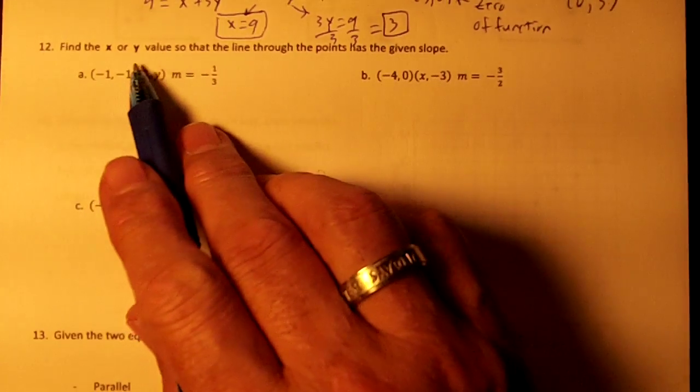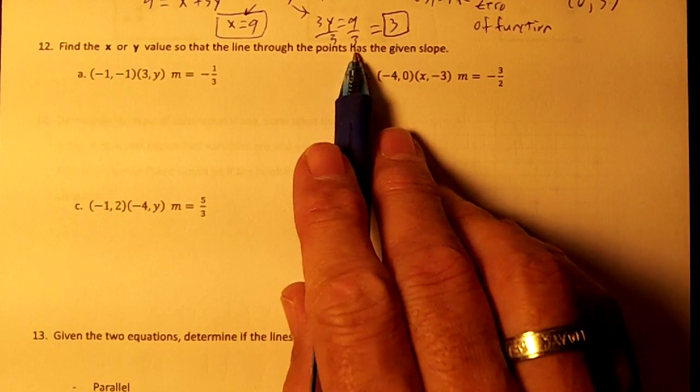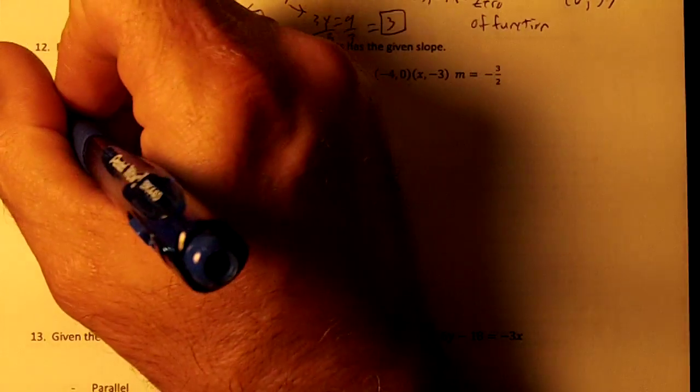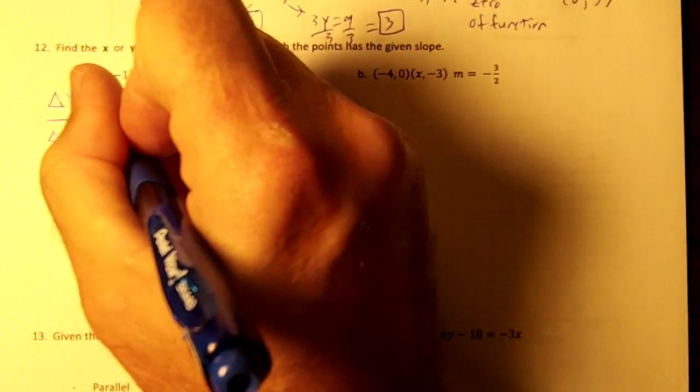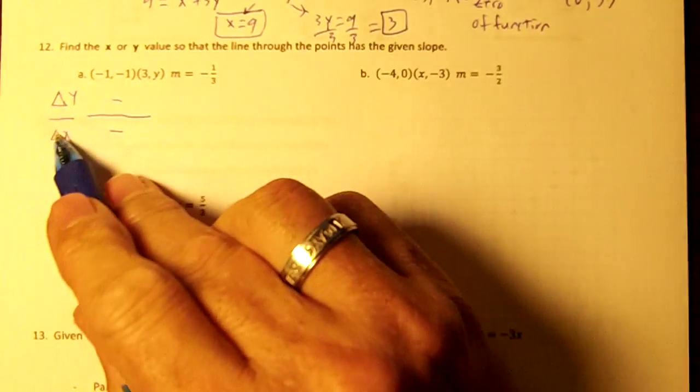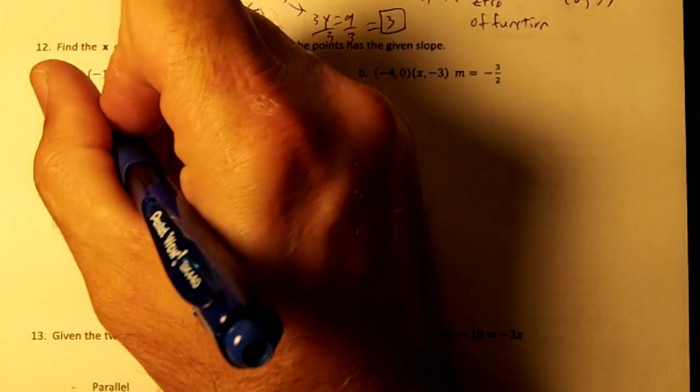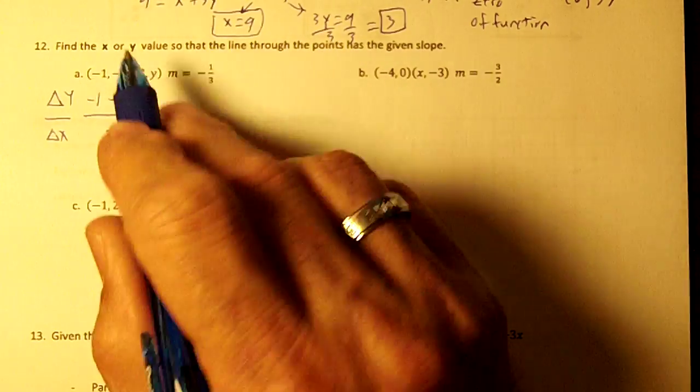Okay, find the x or y value so that the line goes through the points and has the given slope. So our slope is going to be delta y over delta x. So we're going to draw a fraction bar, change in y over change in x. Our y's are -1 and y. Our x's are -1 and 3.